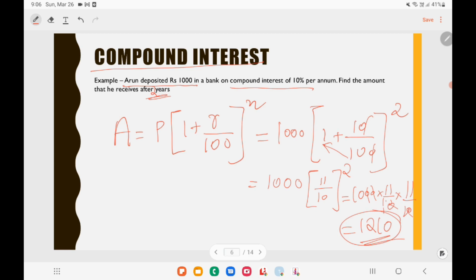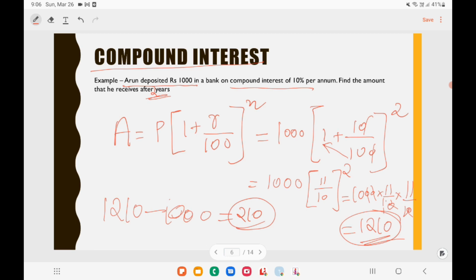Now if you are asked to find out the interest, what you need to do is subtract the principal from the amount. So 1210 minus 1000 is equal to 210. So the compound interest that you receive after 2 years is 210. In this way you need to do the problems on compound interest.